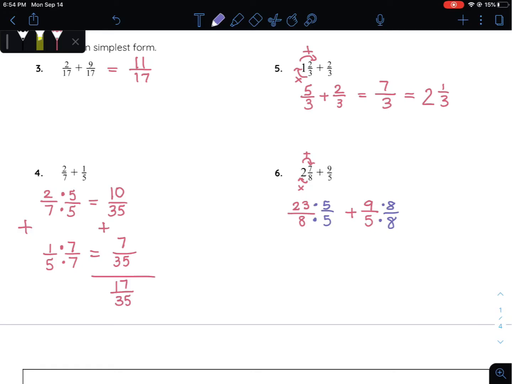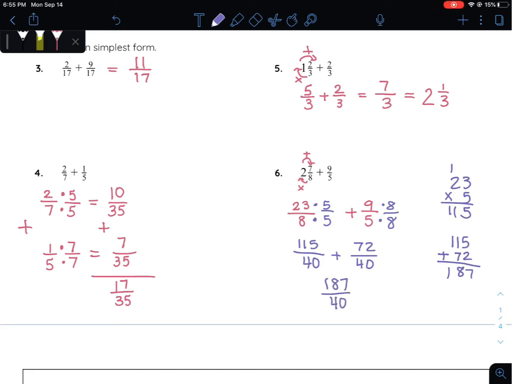So let's see. 23 times 5. If you're not sure, you can write it off to the side. So 23 times 5 is going to be 115. And then 8 times 5 is 40. And again, we've got 40 on this new fraction as well. 9 times 8 is 72. And then we can just add them up. So you can write it off to the side if you need to, like this. Line it up. You get 187 over 40.